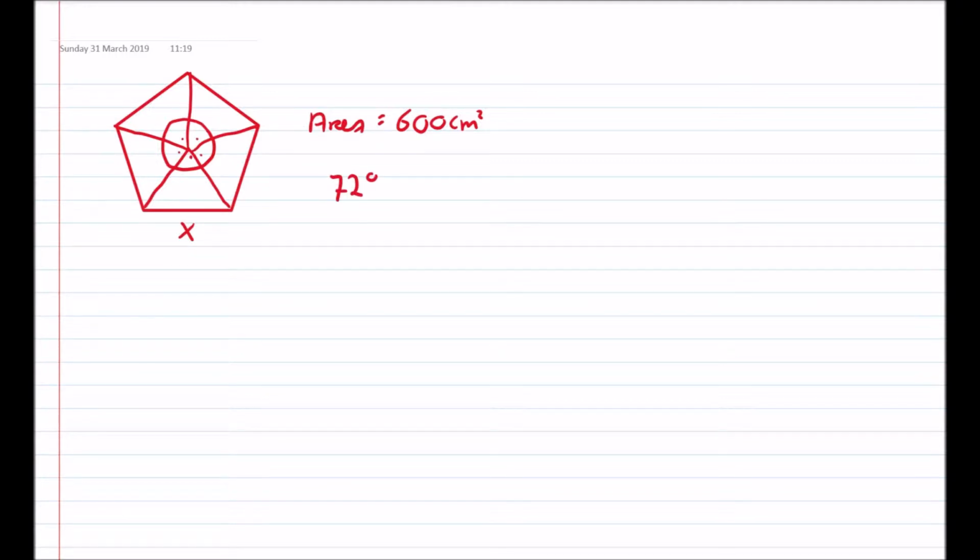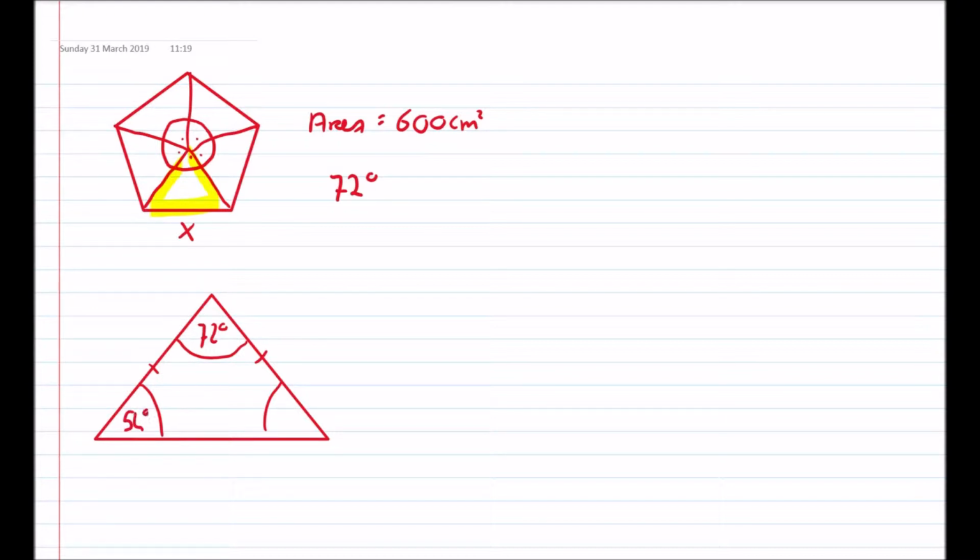Okay, now I'm going to concentrate on one triangle. And I'm going to just label the vertices. So that would be 72 degrees. Now remember, it's an isosceles triangle, which means these 2 angles will be the same. So 180 minus 72 is 108, and then divide that by 2, which is 54 degrees. And remember, I'm looking for that side.